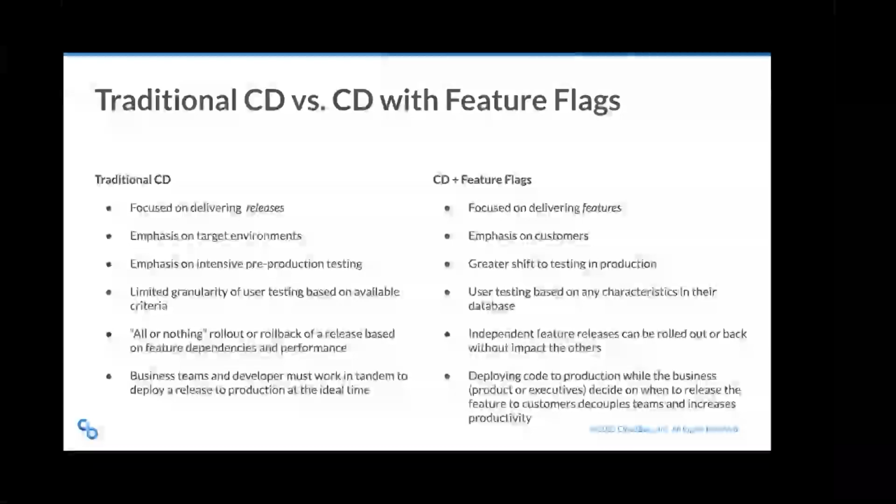And then the last thing that's seen with traditional continuous delivery is that business teams and developers must work in tandem to deploy and release to production. Whereas when you have feature flags, you're actually deploying code to production while the business, maybe product or executives, decide on when to release the feature to customers. So you can have this sort of decoupling between the development activities and the business side. So I think those are really important call outs here.